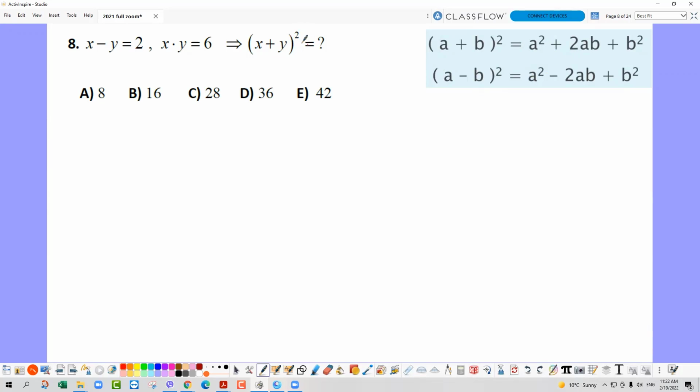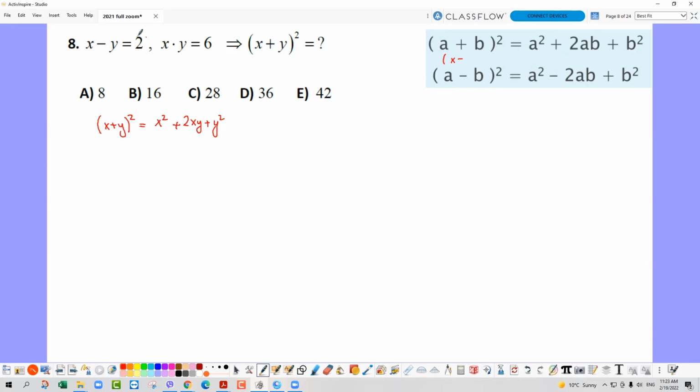Firstly, let's check what we are looking for. We are looking for x plus y in parentheses, squared, which is equal to, directly using the formula, x squared plus 2 times xy plus y squared. So I need x squared plus 2xy plus y squared. If I find these values, I can get this one also.